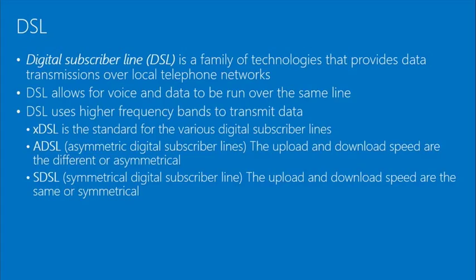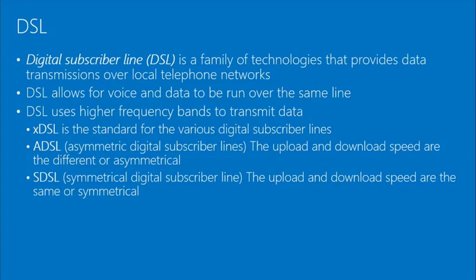There are a couple of types of DSL. XDSL is the standard for the various digital subscriber lines. Asymmetric digital subscriber line, ADSL, is typical. This is what most people have. The upload and download speeds are different, they're asymmetrical. SDSL, symmetric digital subscriber line, has upload and download speeds that are the same. This is atypical for, say, home. Yeah, most home DSL is going to be ADSL.